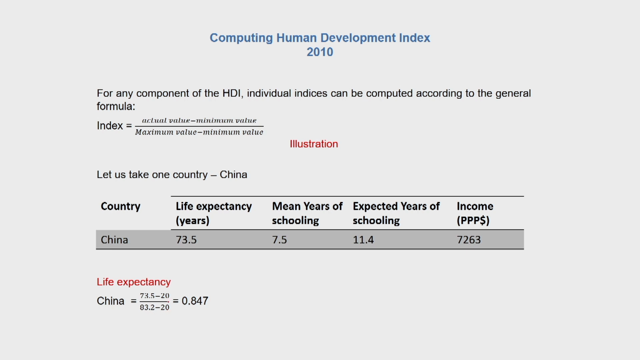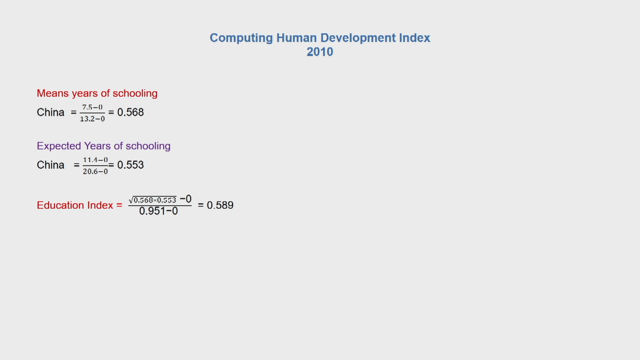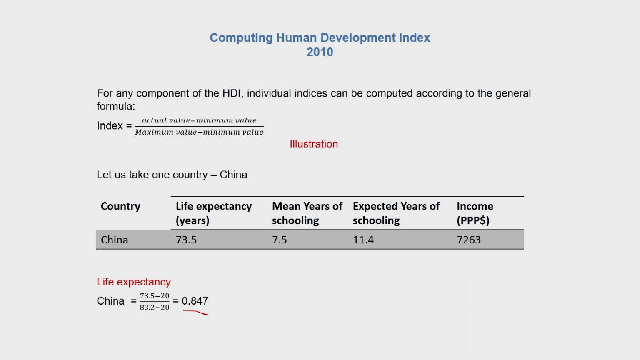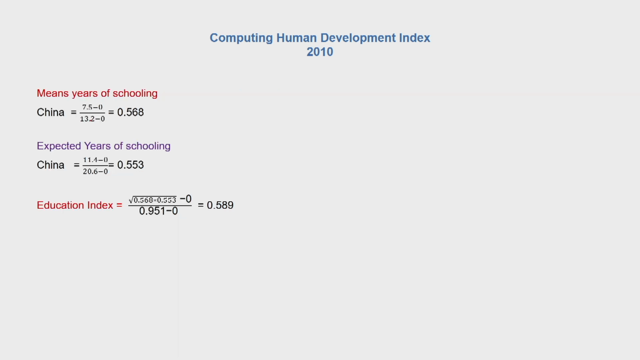You would see that the life expectancy has also been brought down compared to 2009, where it was 25 years, it has been brought down to 20 years now. So, the index shows 0.847. Similarly, the mean years of schooling index has been calculated. This is for China here, 7.5 divided by 13.2 minus the minimum 0.568.